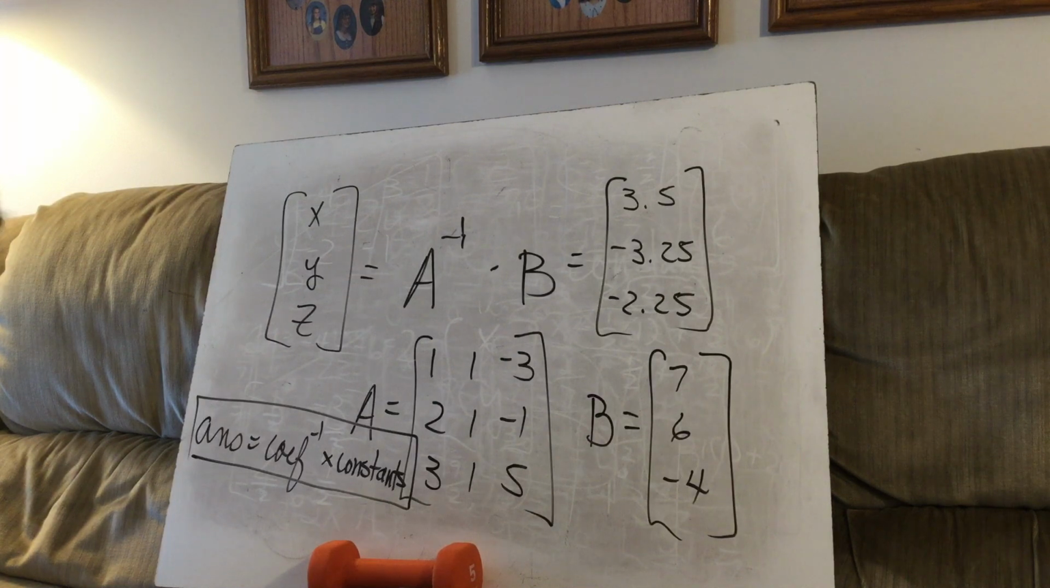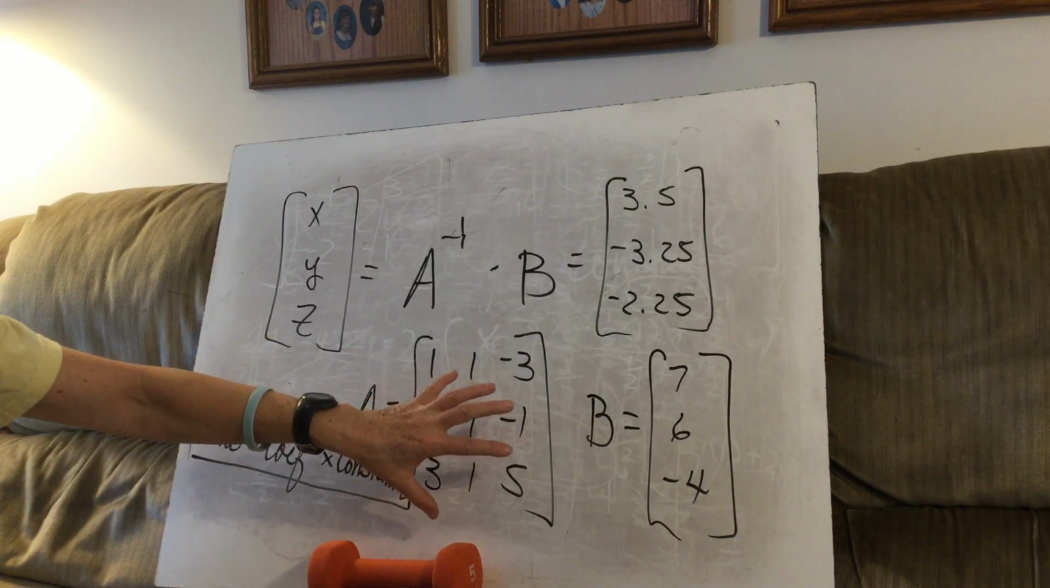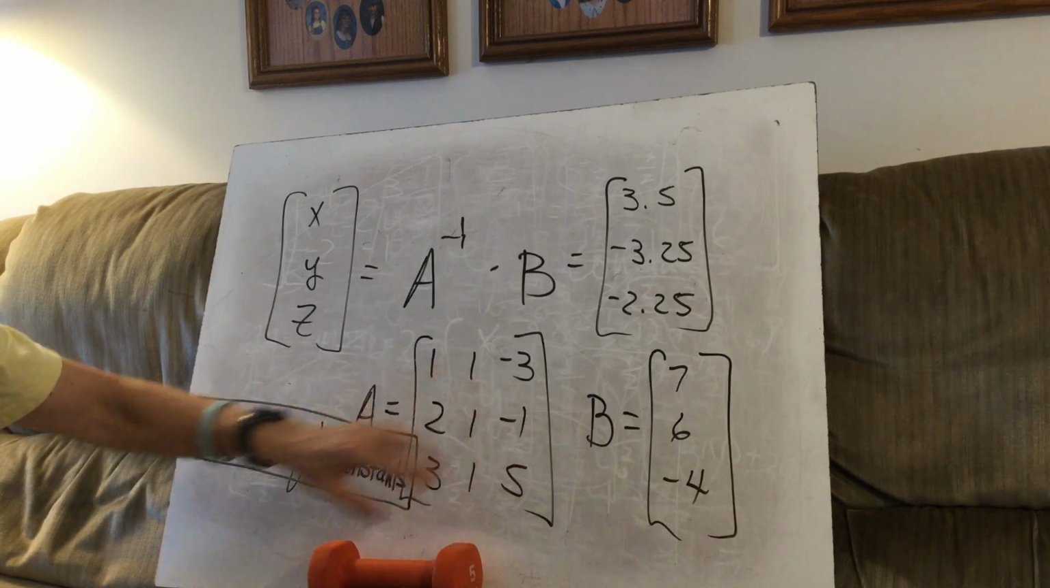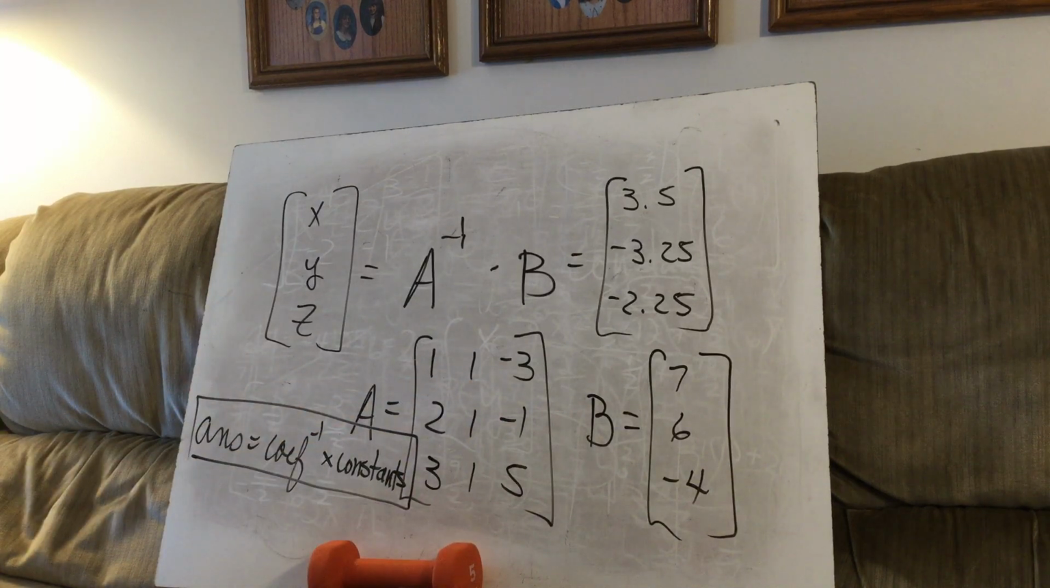Oh, okay. Thank you. It's always the inverse of the coefficients times the constants. So A represents the coefficients. The way I set it up, yeah. Yeah, that's the way I set it up. Okay, thank you. From the original problem.